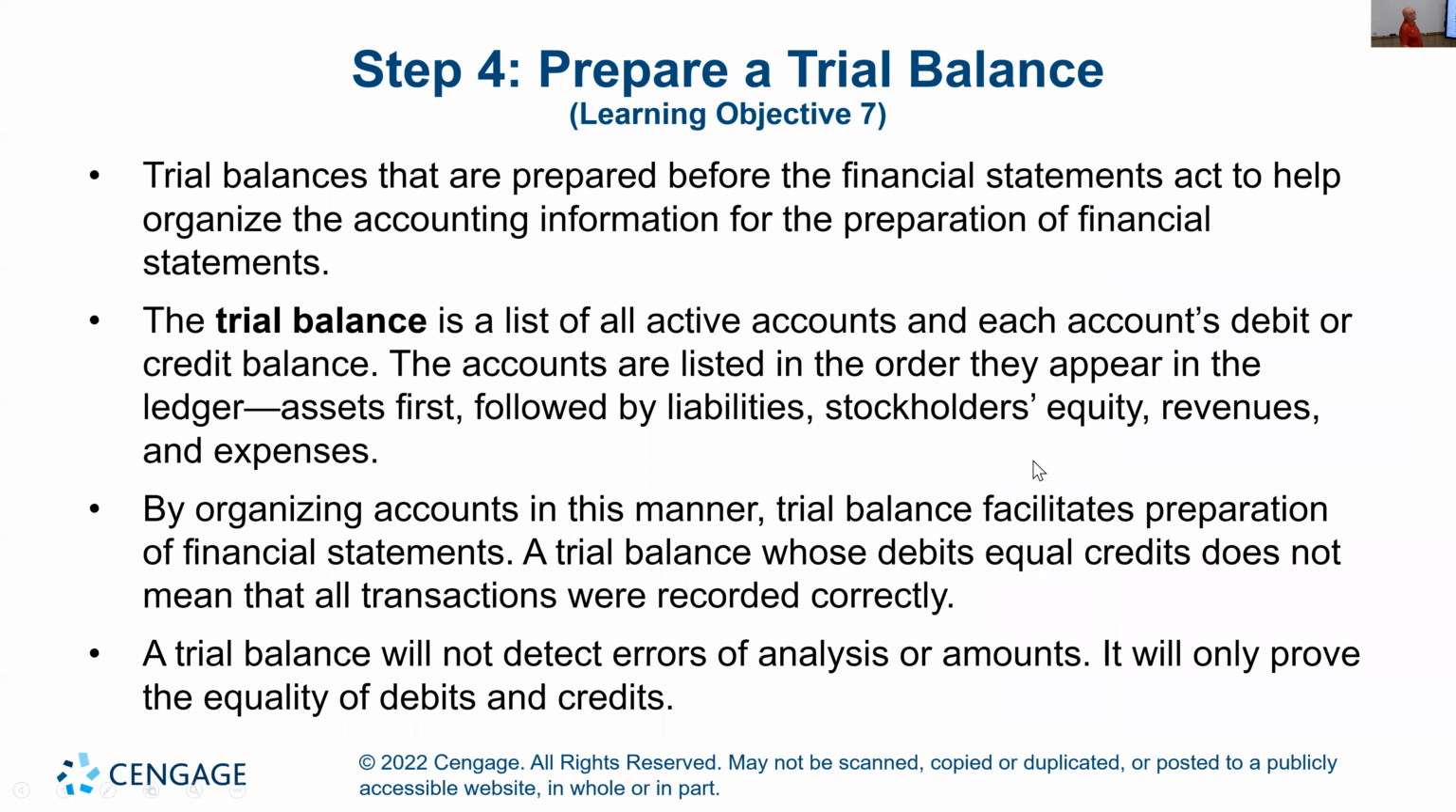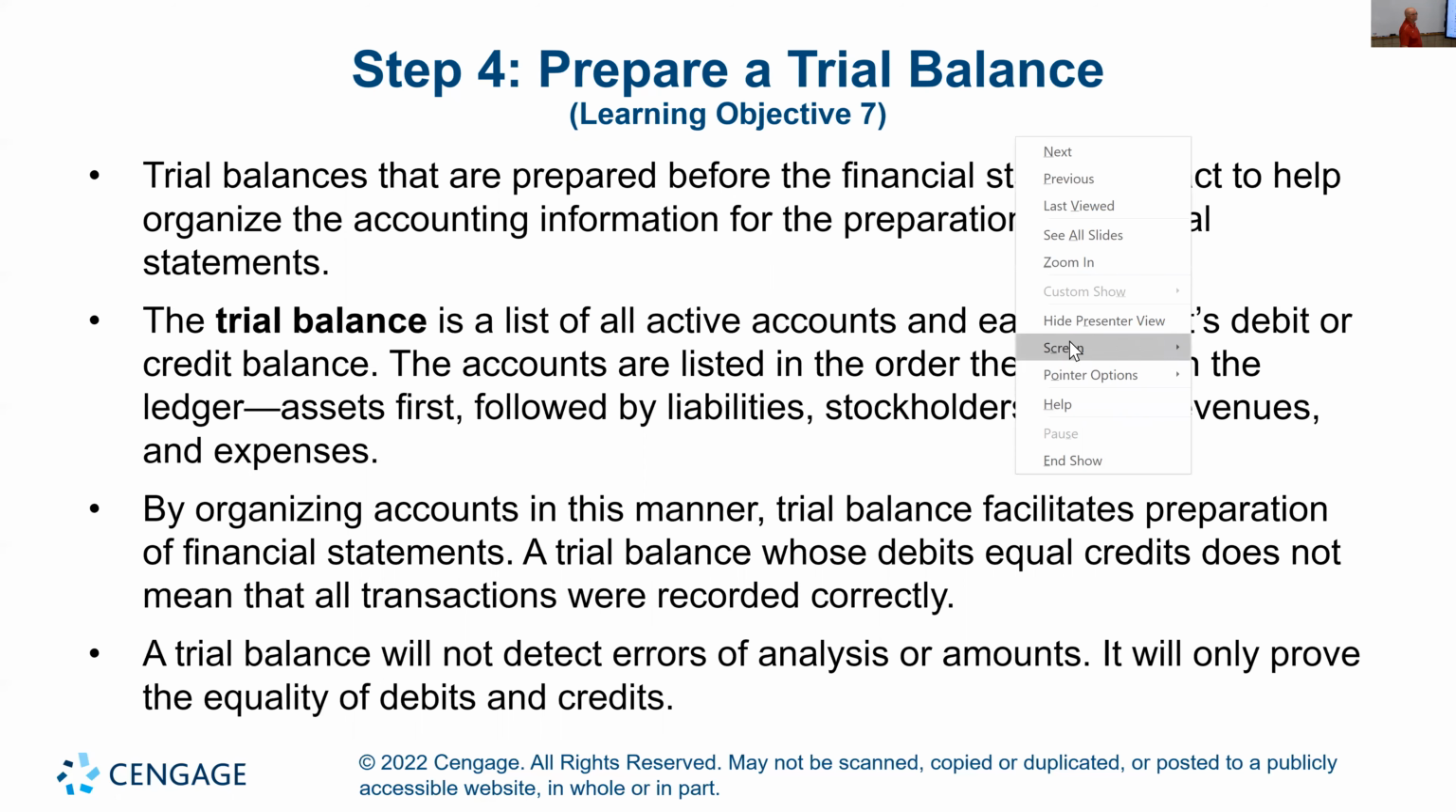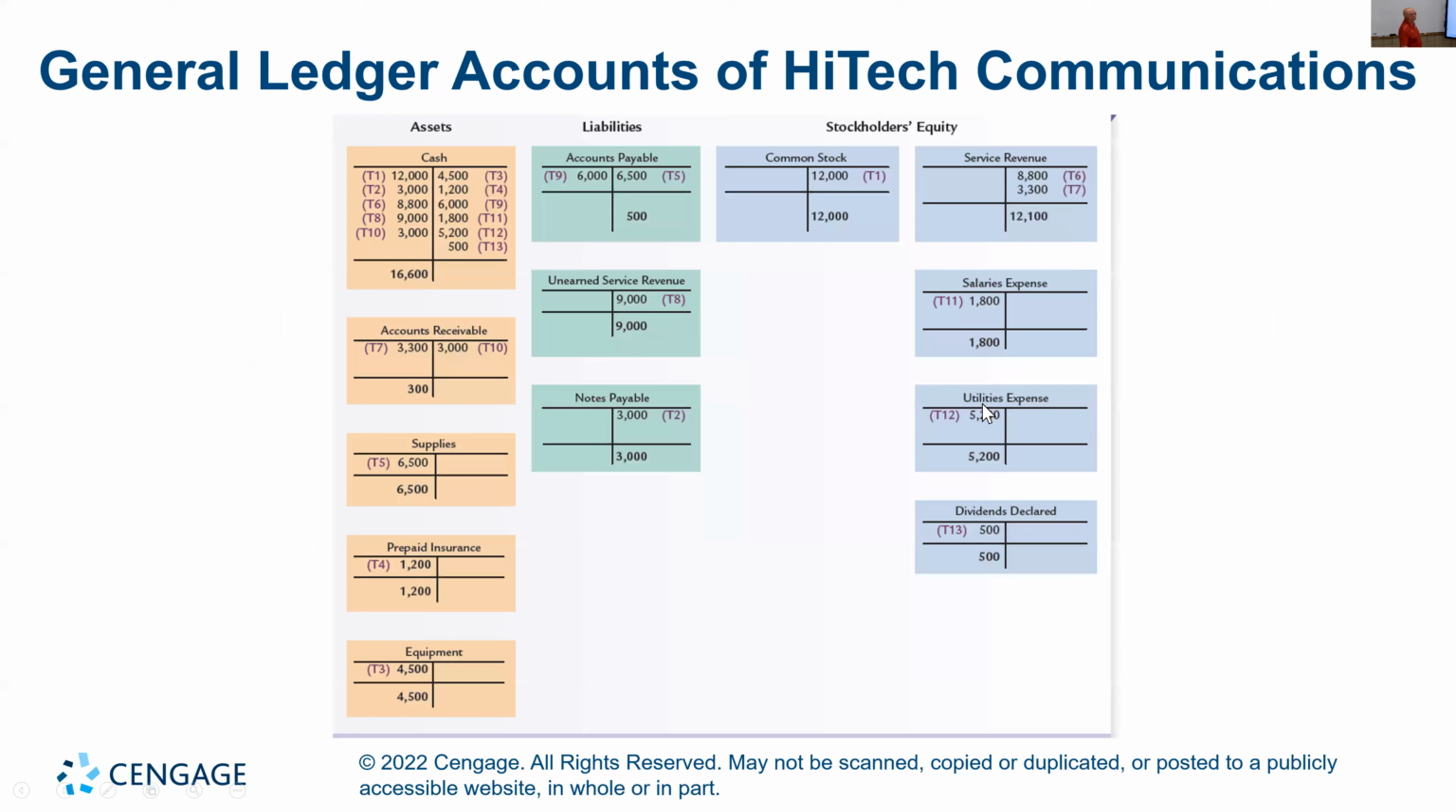Finally, step 4 is to prepare a trial balance. The trial balance is kind of exactly what its name says. Okay, so first it's a list of all the active accounts. What we mean by active accounts, it's any account that has an ending balance. So if we look back over here, every one of these accounts has an ending balance somewhere on it, right? Okay.